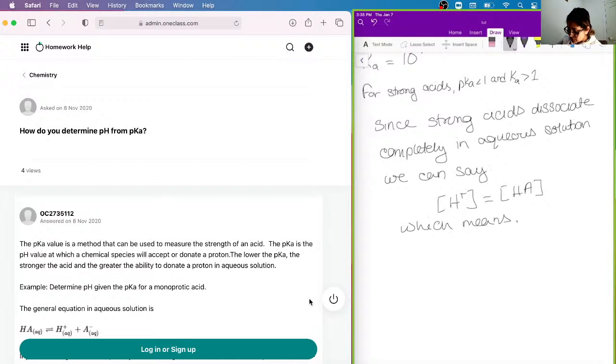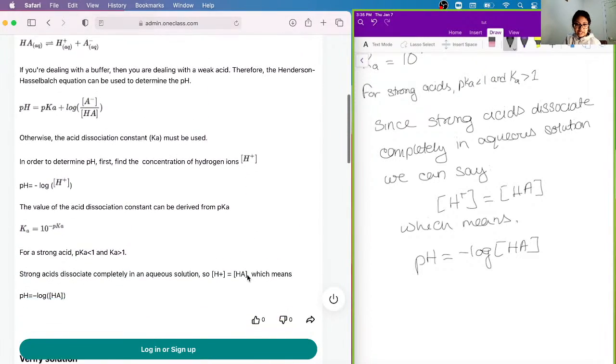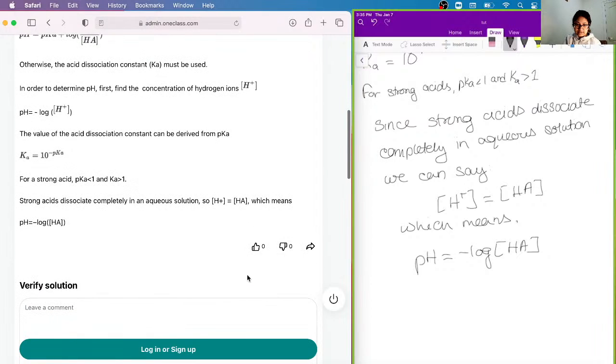That our pH can be calculated by also taking the negative log of the concentration of our acid. And so this is how you find the pH from pKa and from the concentration of hydrogen ions and the acid.